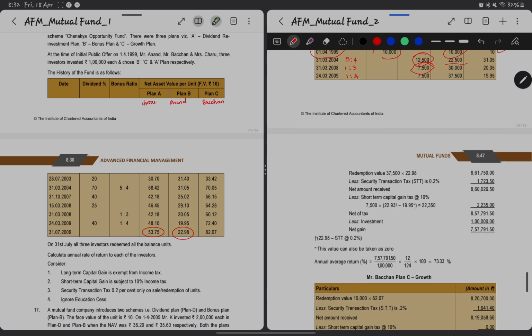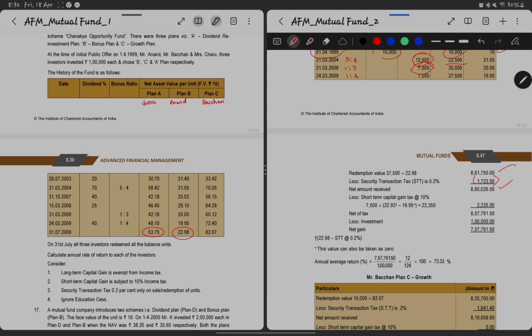Now since these all are redeemed on 31st July 2009, on that date, if we see, the NAV is 22.98 and the current balance we are having is 37,500. So multiply that, we will get the redemption value. On that again STT will get reduced. So the net amount received is 8,60,026.5. Then less short-term capital gain tax at 10%.